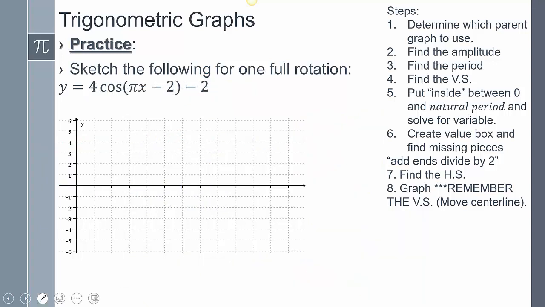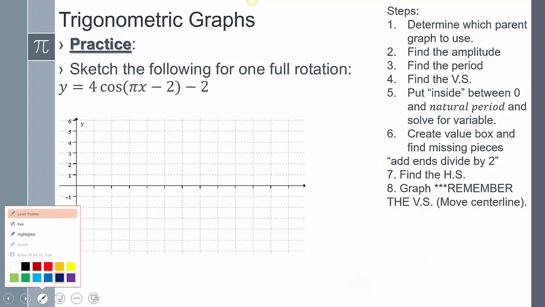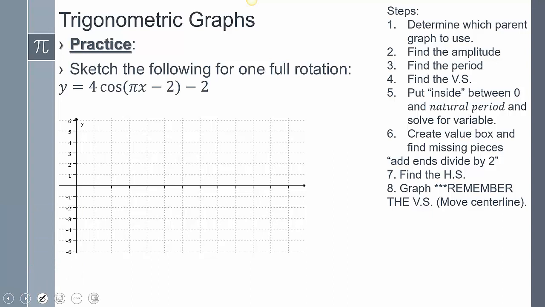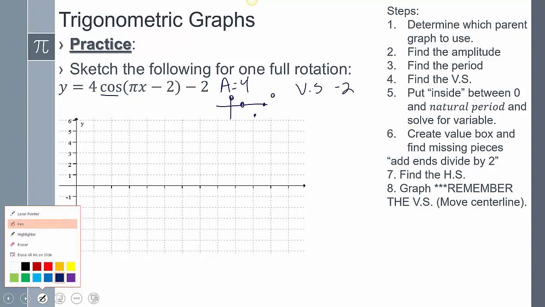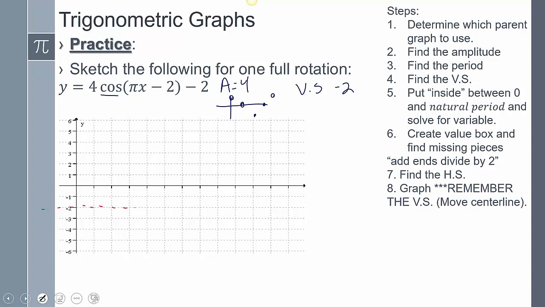Let's try another one. 4 cosine of pi x minus 2 minus 2. So my amplitude, that's going to be 4. Because it's cosine, my parent graph is cross, below, cross, above. So there's my parent graph. Then I'm just going to write it out, my vertical shift is minus 2. So I already know, just in case we forget, that my center line is going to be at minus 2.